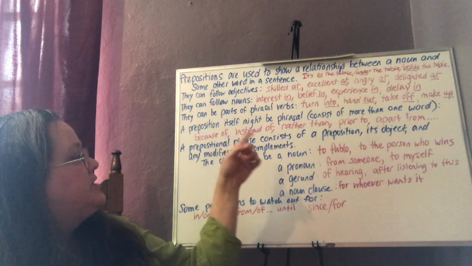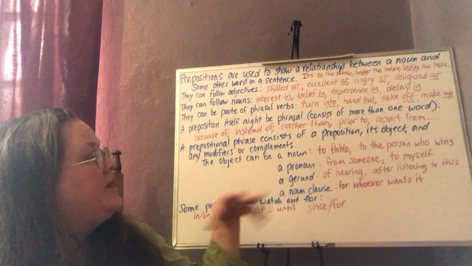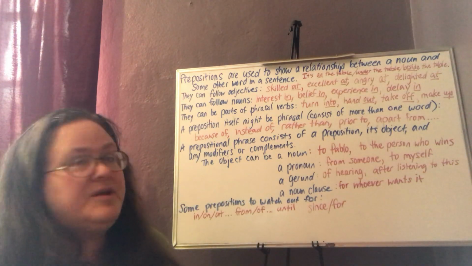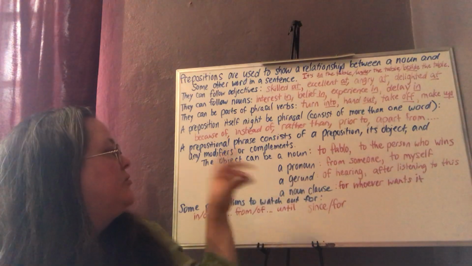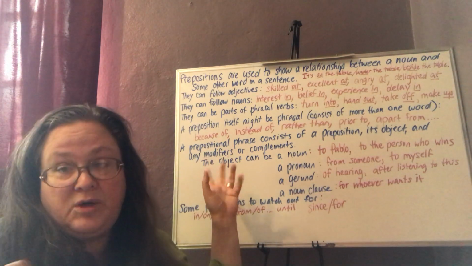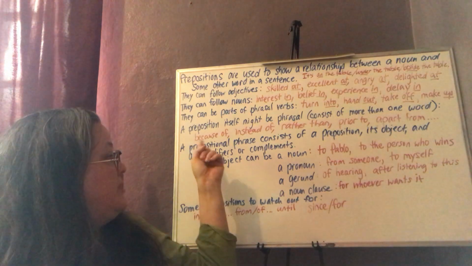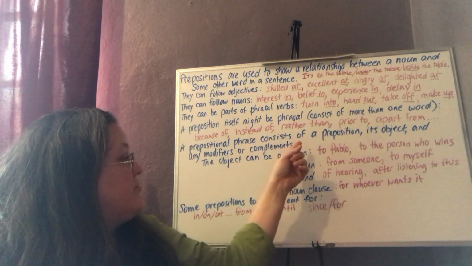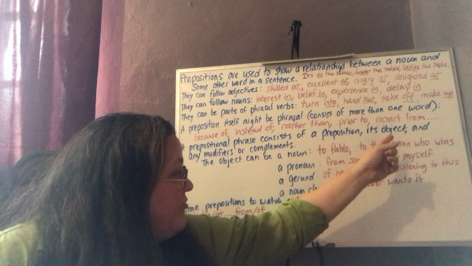A preposition itself might be phrasal. When I say phrasal, the word phrasal means that it consists of more than one word. So here's some phrasal prepositions. And like I said, there's a bigger list in your book. Because of, instead of, rather than, prior to, apart from.